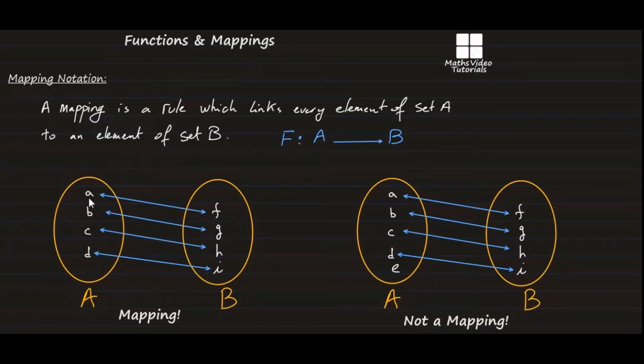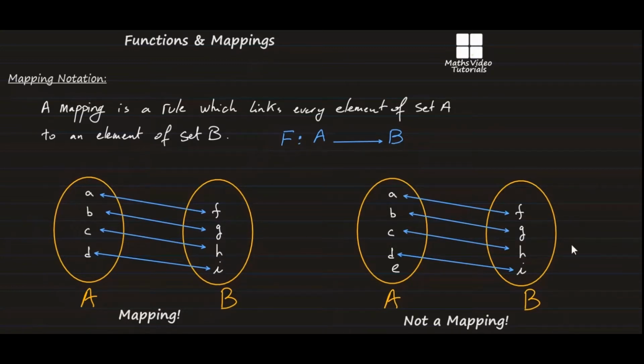For example, element A corresponds to element F. Element B corresponds to element G. Now, for the notation, we write it down like here: f colon A maps onto B, or A maps onto B. Now, this function here is a mapping because every element of set A corresponds to a specific element of B.